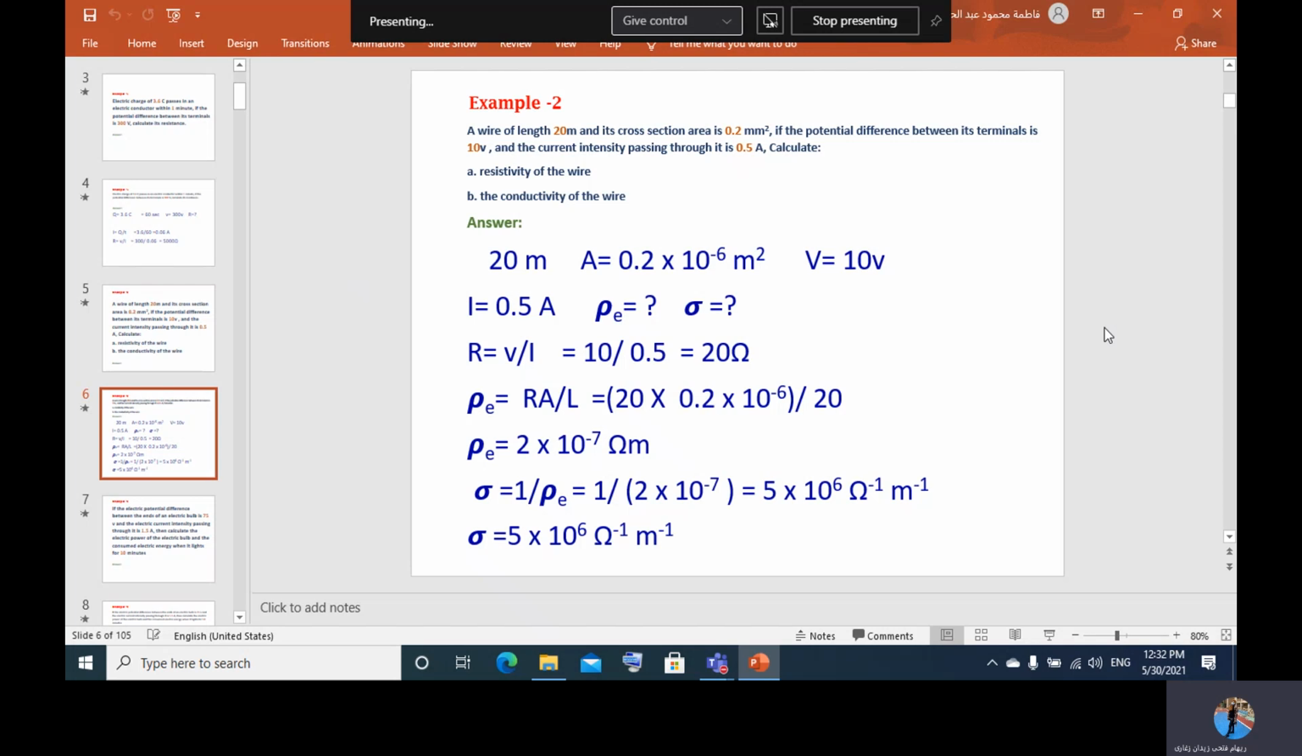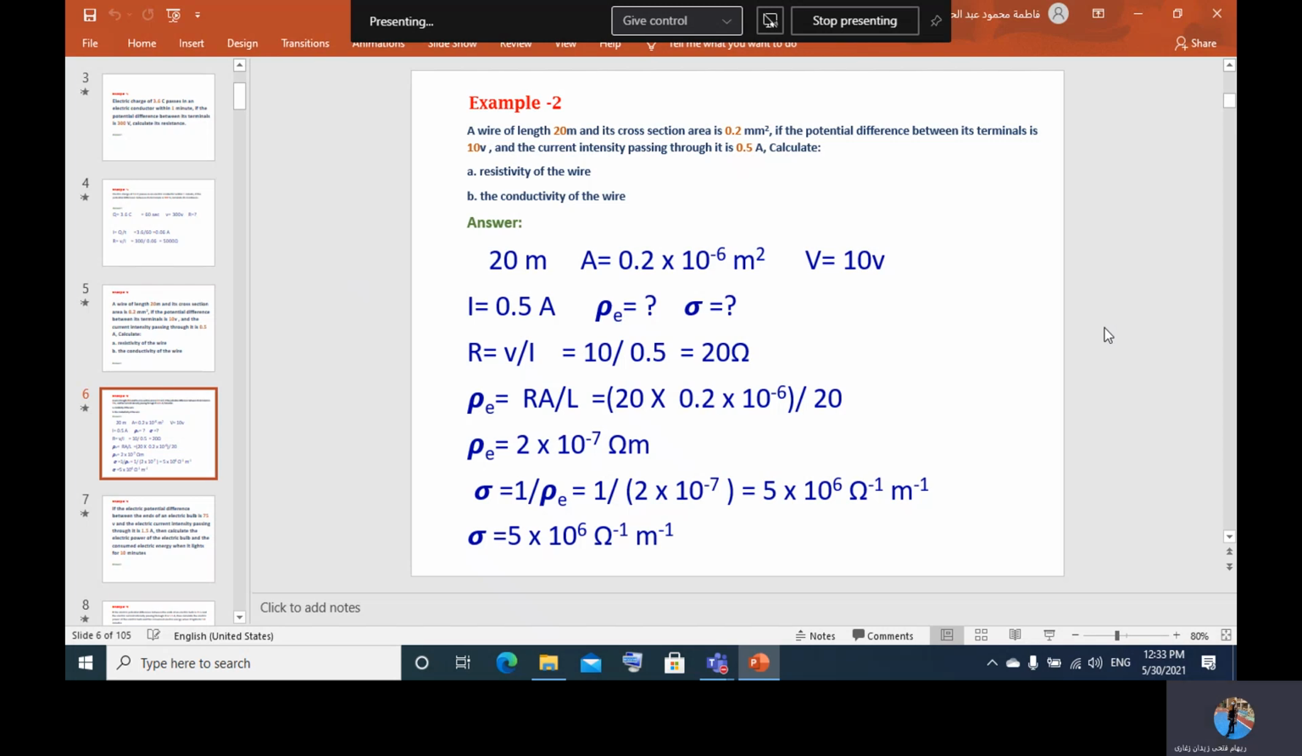Now, I calculated R. I just put its value, which is 20. I have A cross-section, which is 0.2 times 10 to the power of -6. This is the cross-sectional area. And the length of the wire is 20 meters. So I just plug in the numbers, and at the end, if I calculate it using a calculator, I have resistivity rho E equals 2 times 10 to the power of -7 ohm meter.